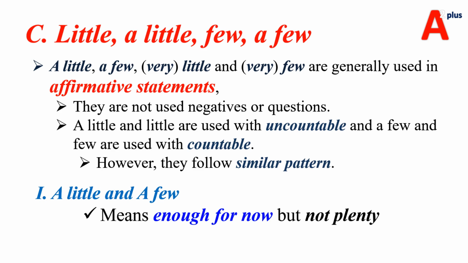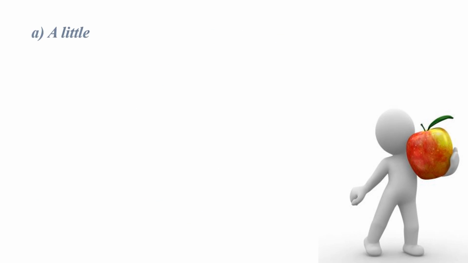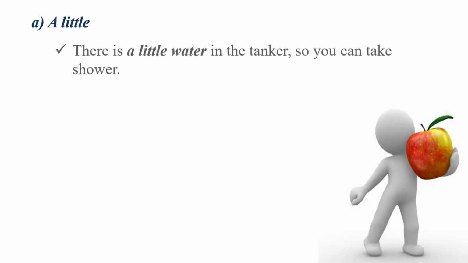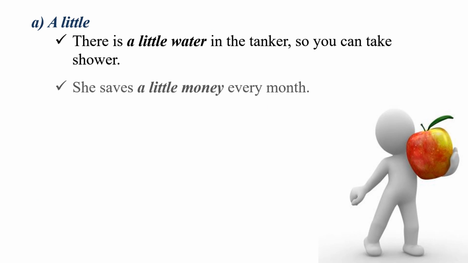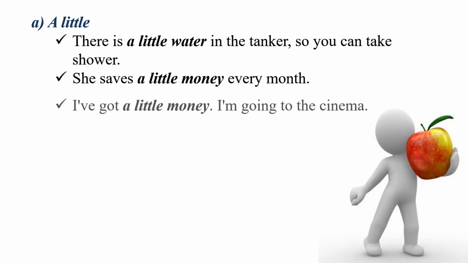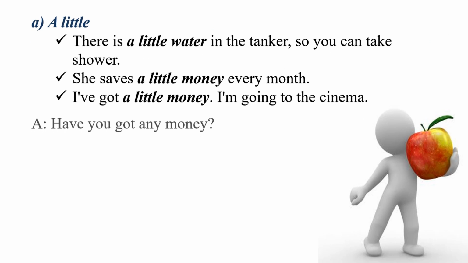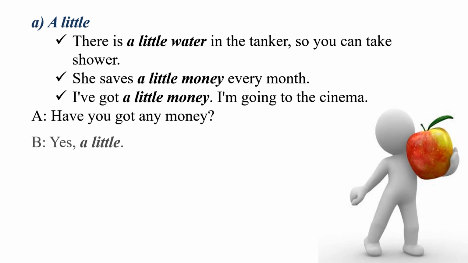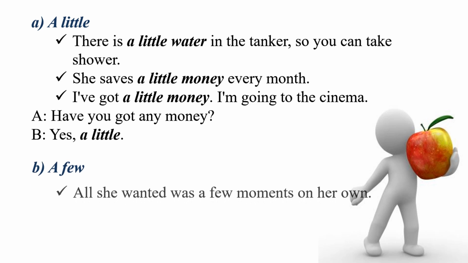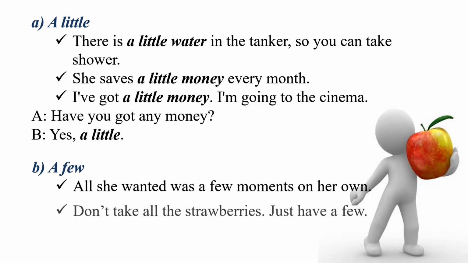Okay? ስለዚህ እነዚህ a ካላቸው ከነሱ በፊት ለአሁን በቂ ነው ግን ብዙ አይደለም ማለት ናቸው ትርጉማቸው ማለት ነው። ስለዚህ a little ከማይቆጠር ነው አይደለም ብለን ነበር። ስለዚህ a little there is a little water in the tanker so you can take shower. ስለዚህ ገንዳ ውስጥ ለአንተ ሻወር ለማድረግ በቂ የሆነ ውሃ አለ። ስለዚህ ሻወር ማድረግ ትችላለህ። ግን ልብስ ማጠብ ትችላለህ እንዴ? በቂ አይደለም። It's not enough.